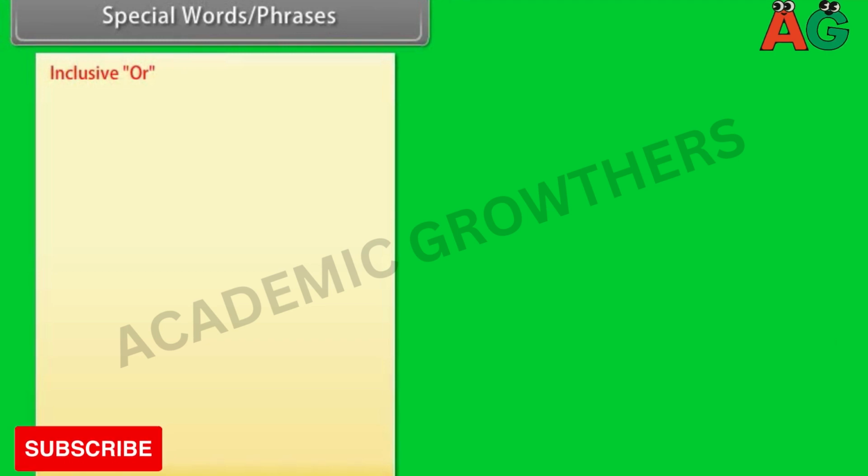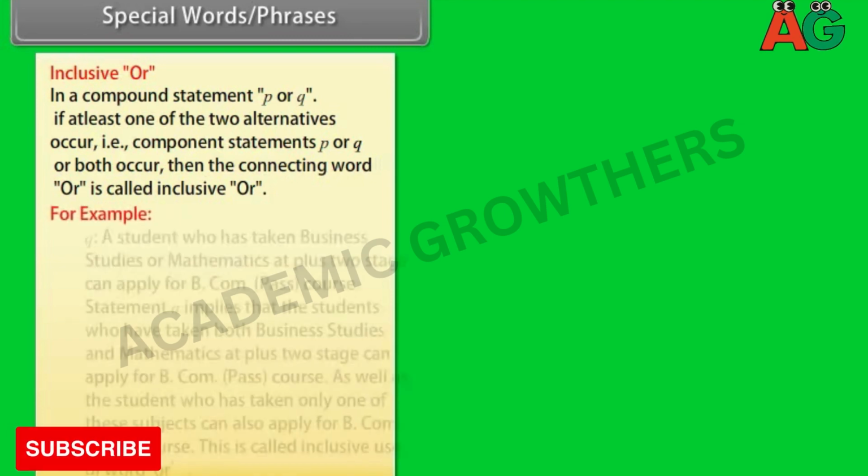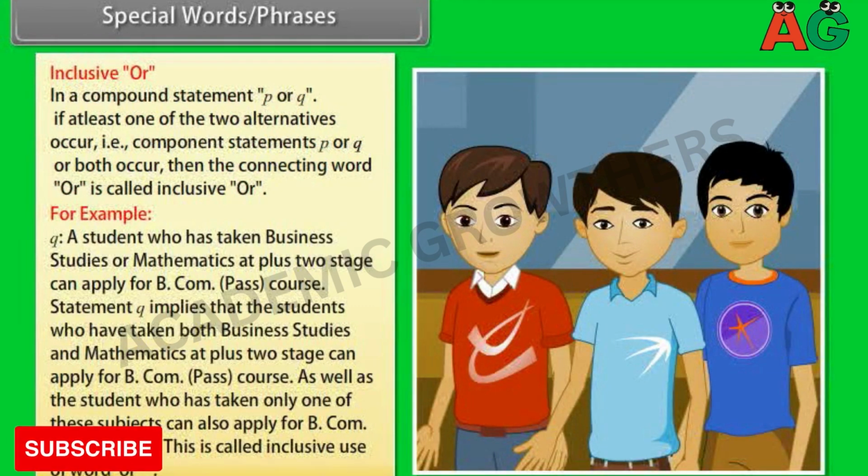Inclusive or. In a compound statement P or Q, if at least one of the two alternatives occurs, that is, component statements P or Q or both occur, then the connecting word "or" is called inclusive or. For example, Q is a statement that a student who has taken business studies or mathematics at +2 stage can apply for BCom pass course.